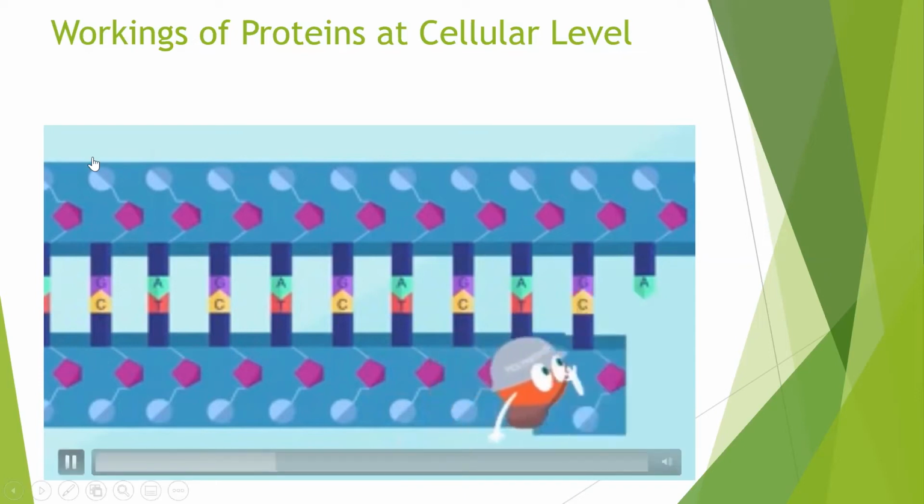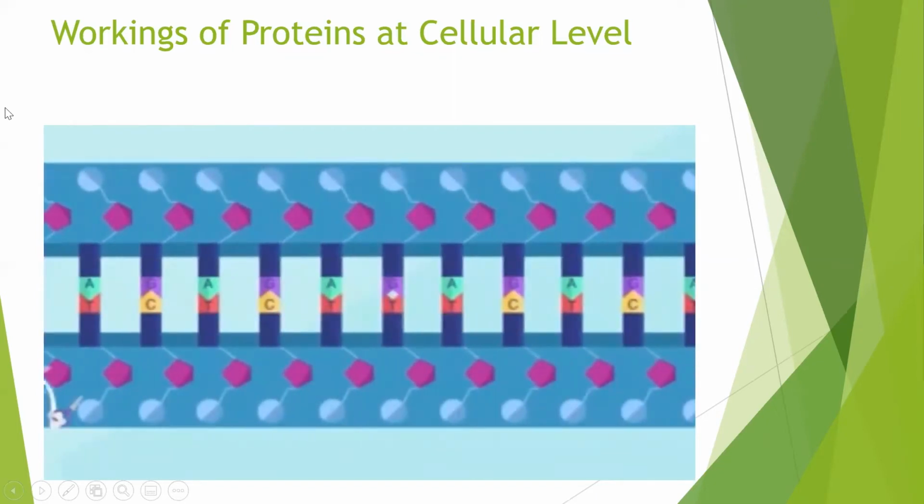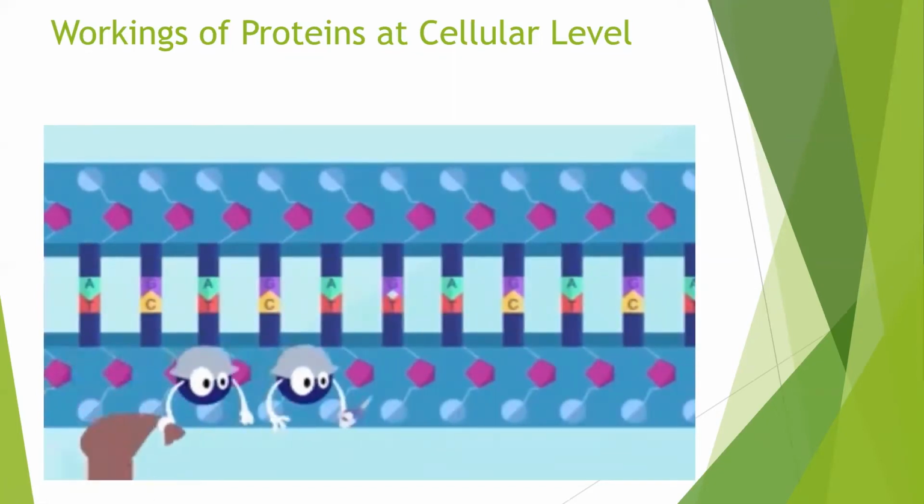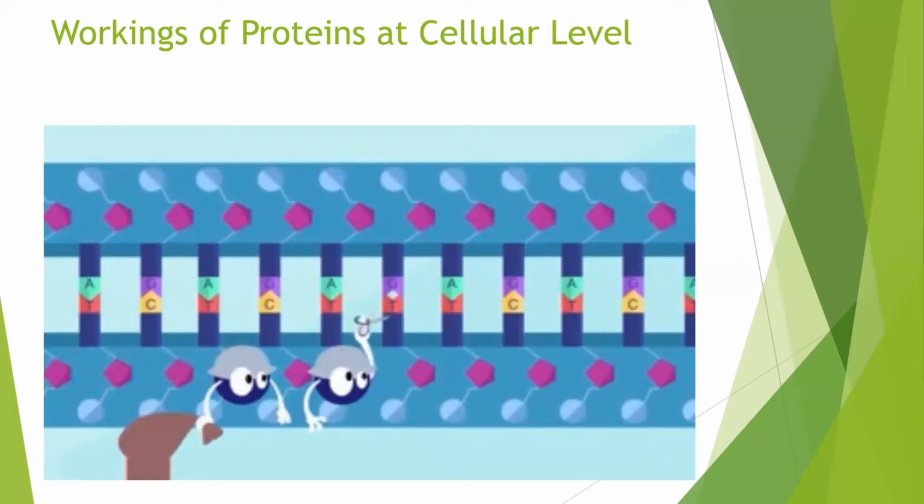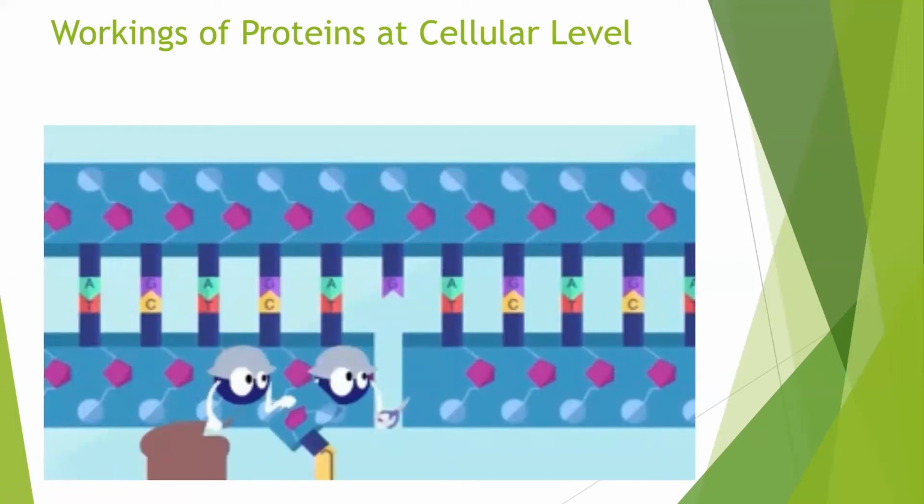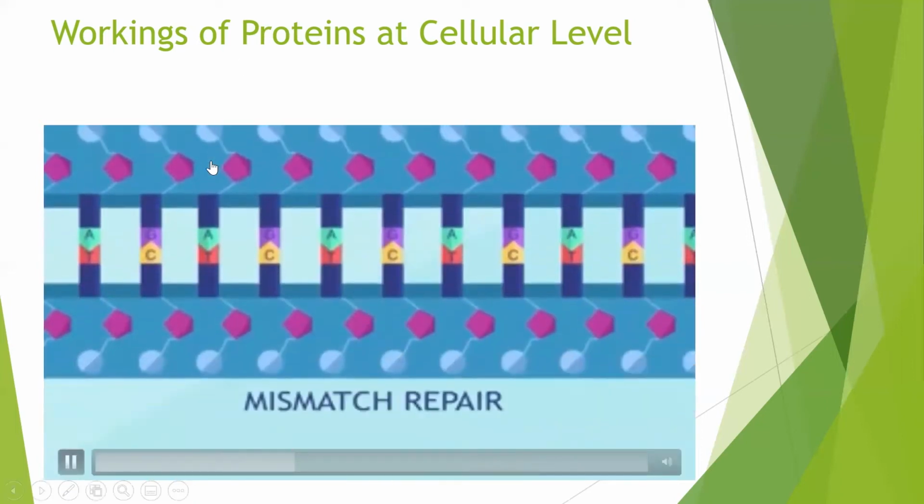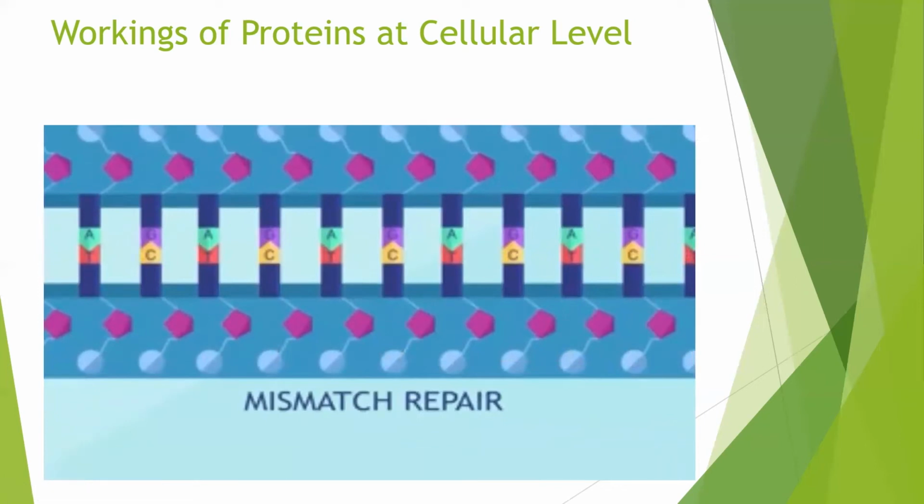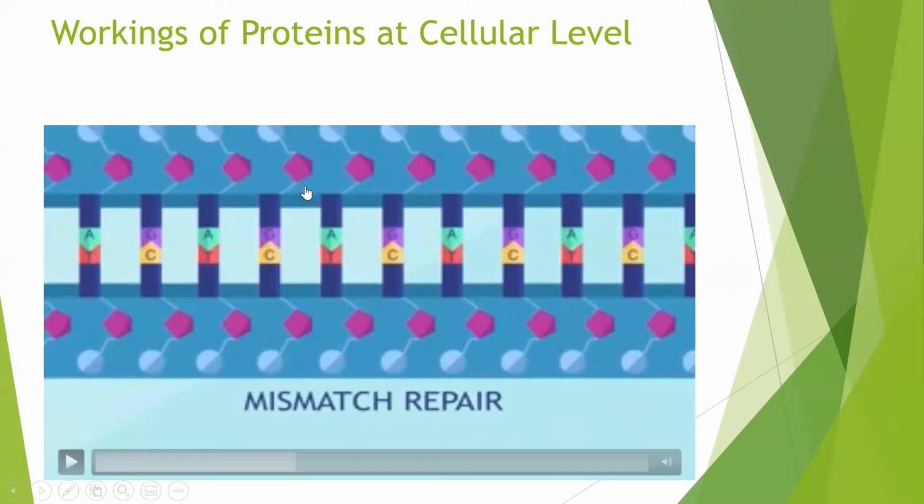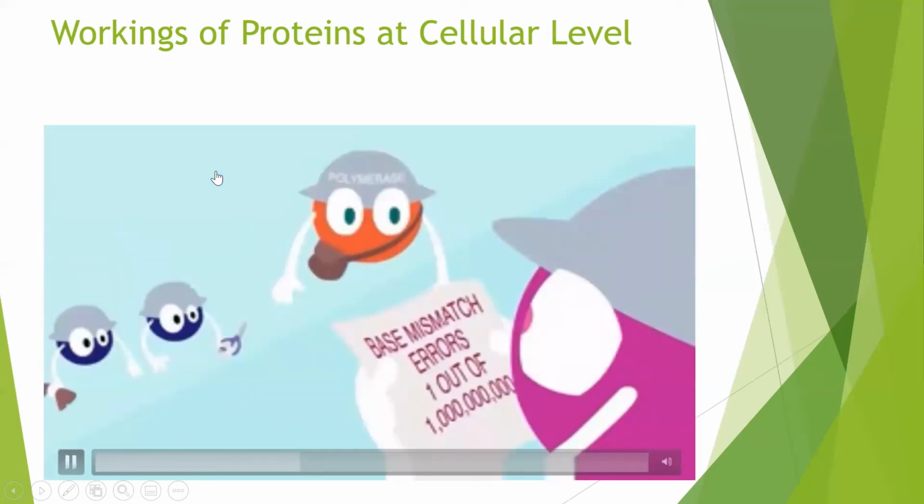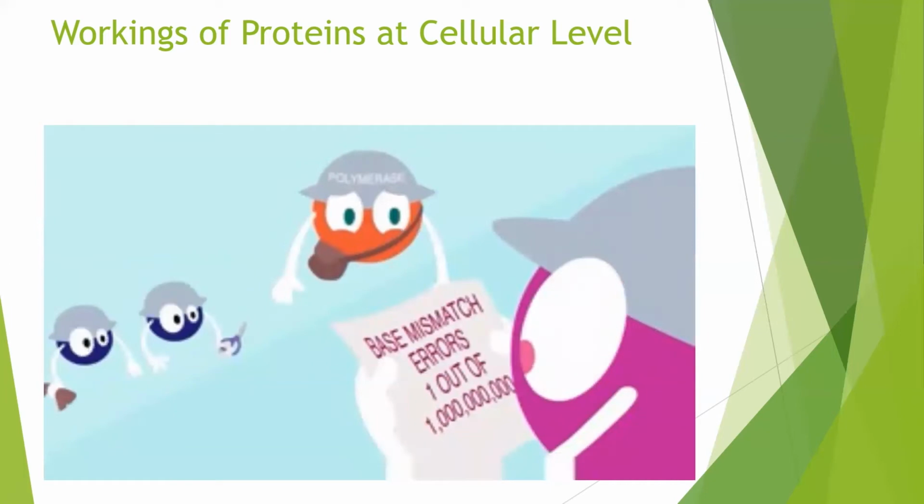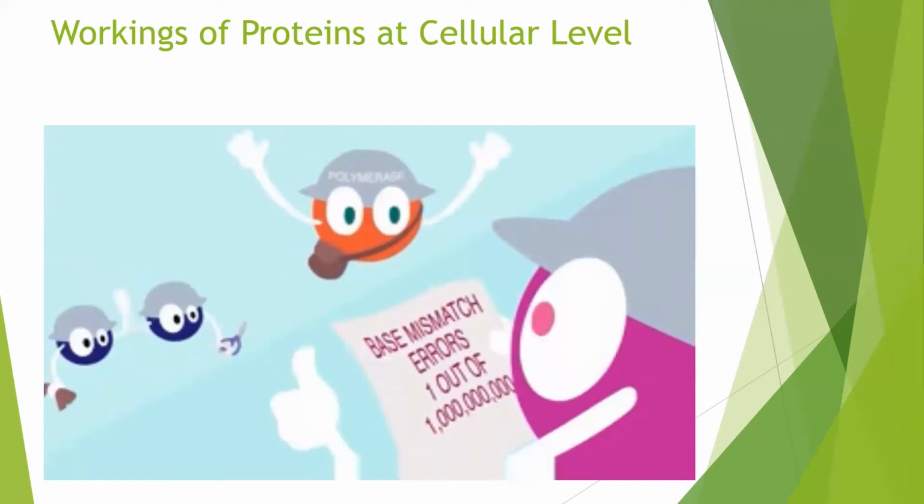In case it missed a few, a second set of proteins comes behind it to check. If they find a mismatch, they cut out the incorrect nucleotide and replace it. This is called mismatch repair. What an amazing body God has created. So we have within this system also a double check, a verification process, which is again the proteins that do that job. Together, these two systems reduce the number of base mismatch errors to about 1 in 1 billion.